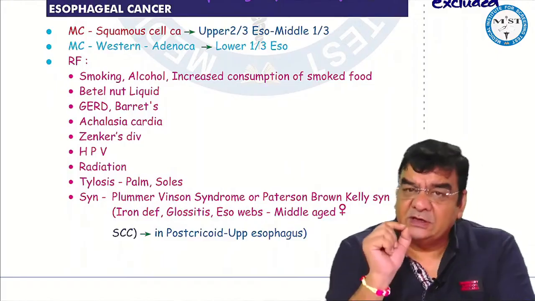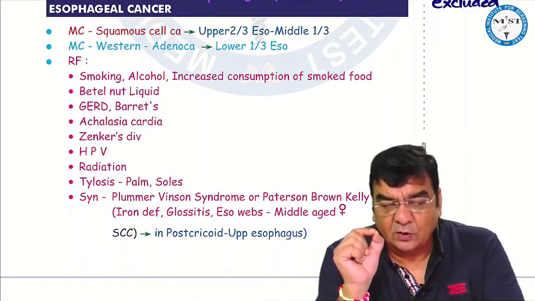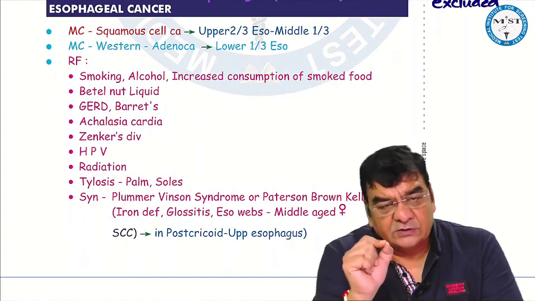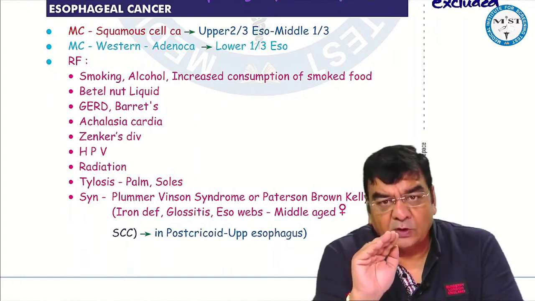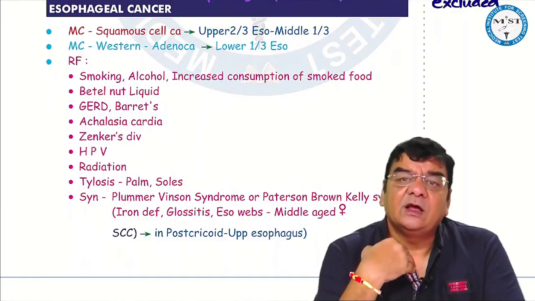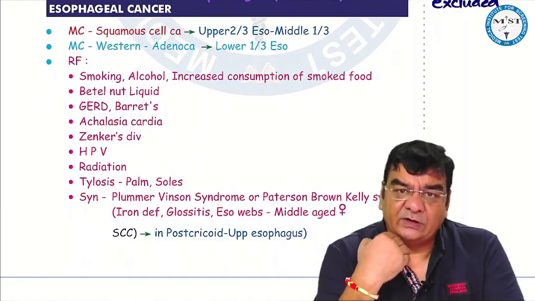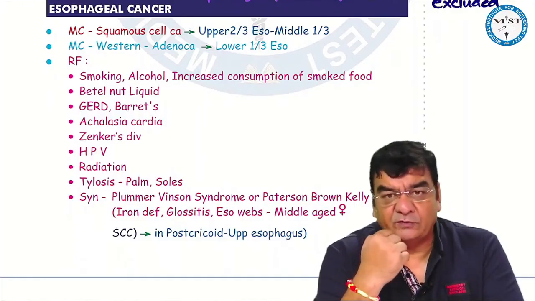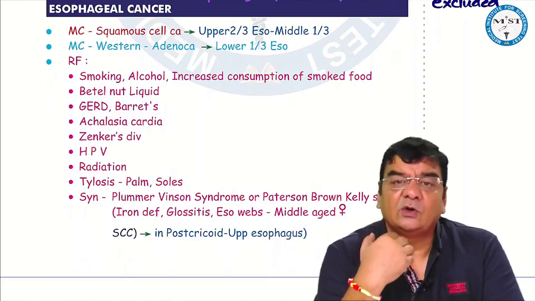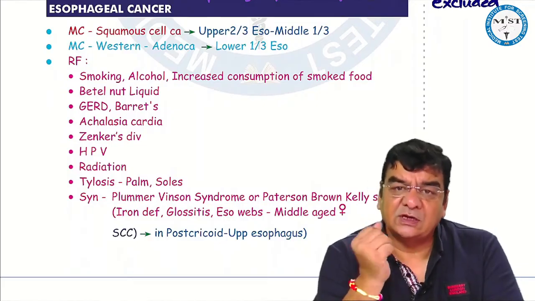This is basically iron deficiency, glossitis, and esophageal webs. Iron deficiency anemia is associated with koilonychia, spoon-shaped nails. Esophageal webs are in the upper esophagus, the cervical esophagus, the neck portion of the esophagus. And this Plummer-Vinson is common in middle-aged females and it causes post-cricoid squamous cell carcinoma.